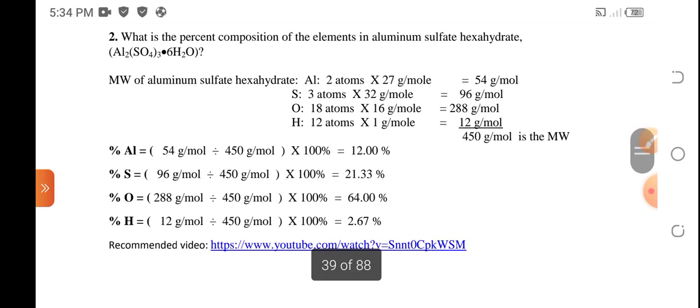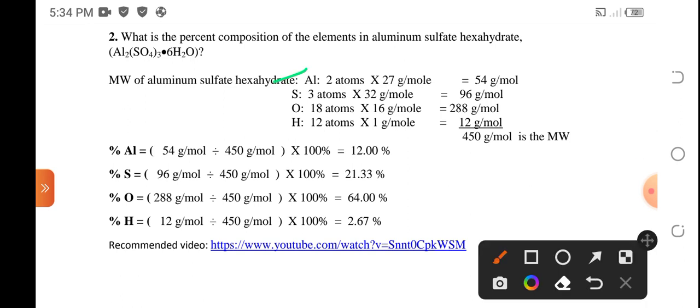Another example: what's the percent composition of elements in aluminum sulfate? The elements in aluminum sulfate are aluminum, sulfur, oxygen, and hydrogen. With the use of subscript and coefficient, we know that there are 2 aluminums. Sulfur is 3 because of the inside and outside subscripts. Oxygen is 18, because 12 inside times outside, and then the coefficient times the subscript. For hydrogen, 6 times 2 is 12. For a total of 450.